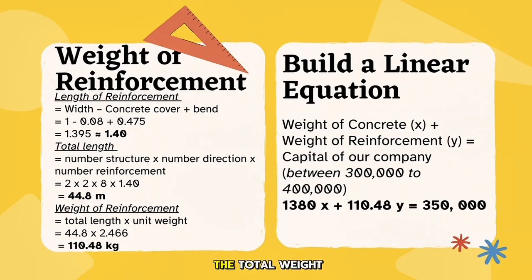Now, to calculate the total weight of the reinforcement, we use the formula: total length multiplied by the unit weight. We multiply 44.8 meters by 2.466 kilograms per meter, resulting in a total reinforcement weight of 110.48 kilograms. Finally, we integrate both the weight of the concrete and the reinforcement into our linear equation. The equation becomes 1,380x plus 110.48y equals 350,000.